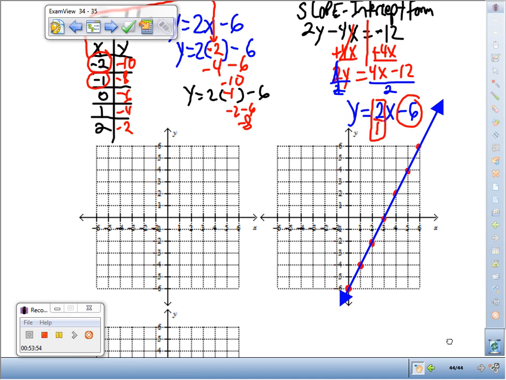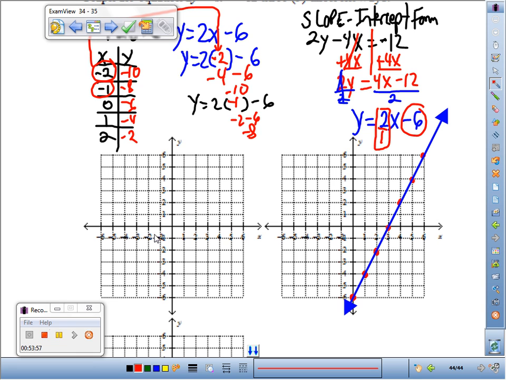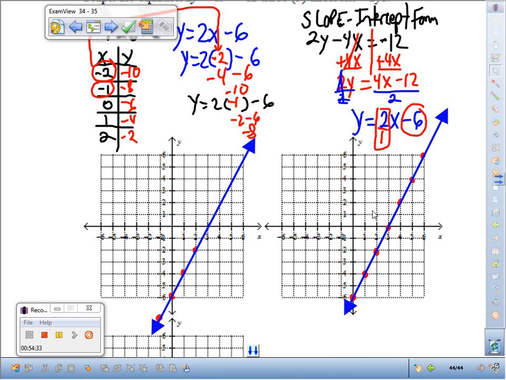Let's graph those. Here we go. Negative 2, negative 10 is way down here. I can't fit that. I'm going to go to my next one. Negative 1, negative 8 is about right there. 0, negative 6. 1, negative 4. And 2, negative 2, which is right there. Let's graph our line. Does it look similar to the other one? Yes, because it's the same equation.